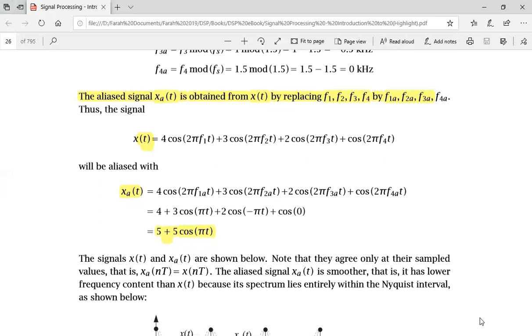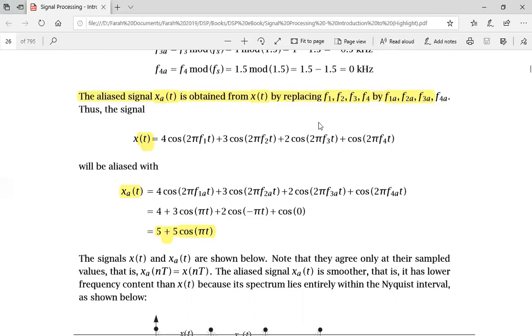Okay, here we are assuming that instead of sine waves you have cosine wave functions. It means the original signal x(t), which is the sum of these four frequencies, would appear like this: 4 cos 2 pi f1 t, and this f1 was 0. Cos of 0 is 1, that's why you are having 4. Then 3 cos 2 pi f2 t, f2 was 0.5, then F3 was 1, F4 was 1.5.